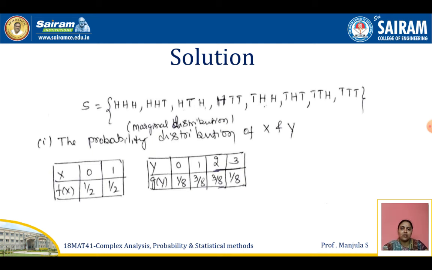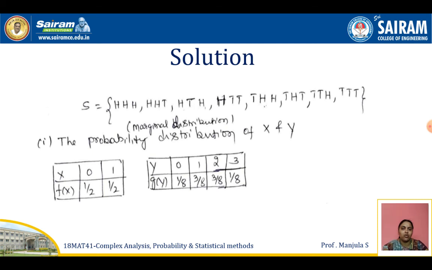Similarly, x equals 1. In that condition, in the last 4 sample space outcomes, in the first toss tail has to come. So here 4 divided by 8 is nothing but 1 by 2. If you add row wise, you should get the solution as 1. So the marginal distribution for x we got.